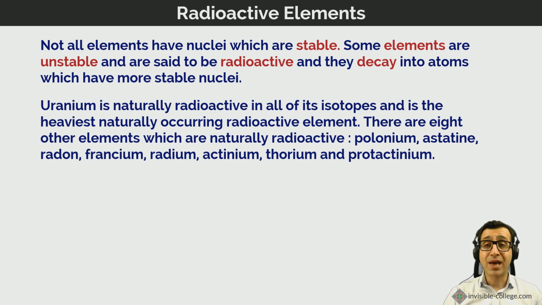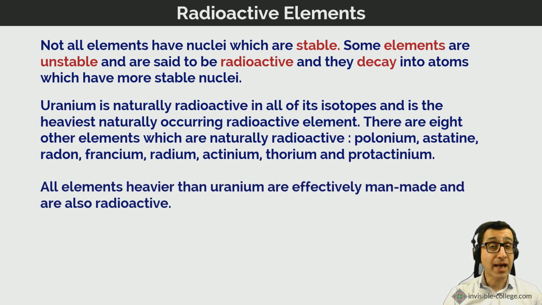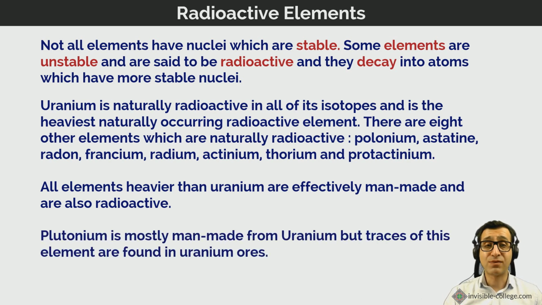Now there are 8 other elements which are naturally radioactive. So these are polonium, astatine, radon, francium, radium, actinium, thorium and protactinium. All elements heavier than uranium are effectively man-made and are also radioactive. Plutonium is mostly man-made from uranium, but traces of this element are also found in uranium ores.